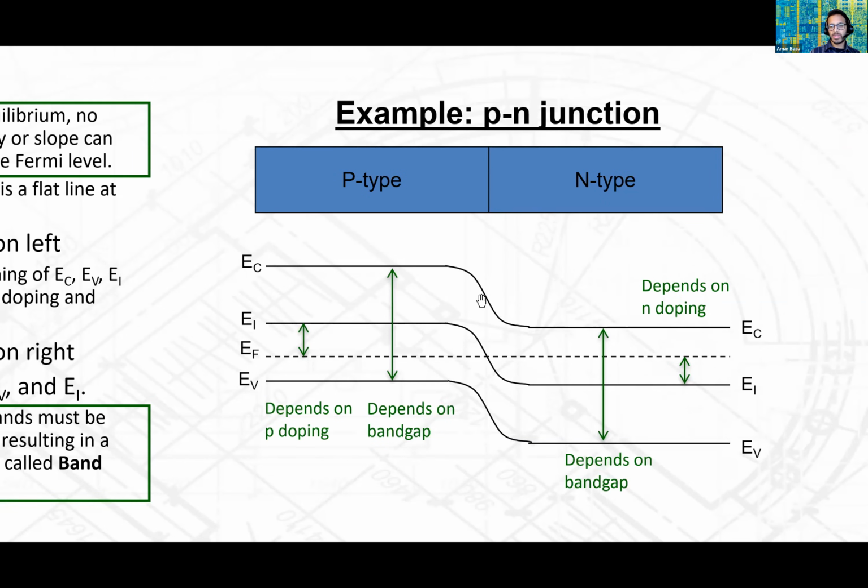So this region here represents a transition from a p-type to an n-type semiconductor. The second thing is that whenever you have a slope in EC or EV, that means that there's an electric field.